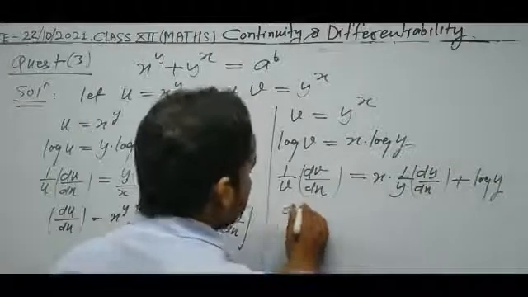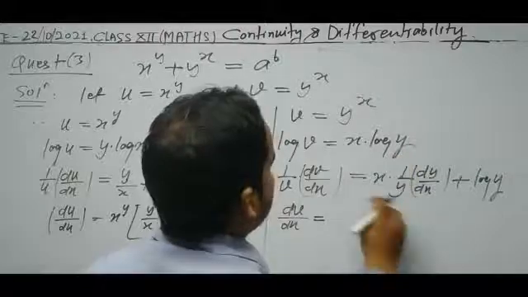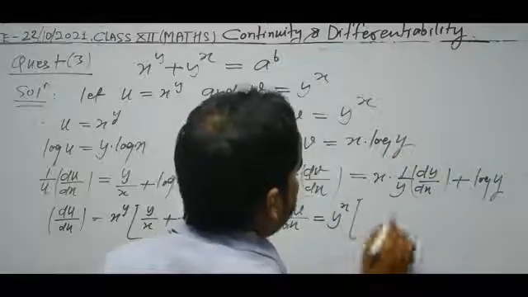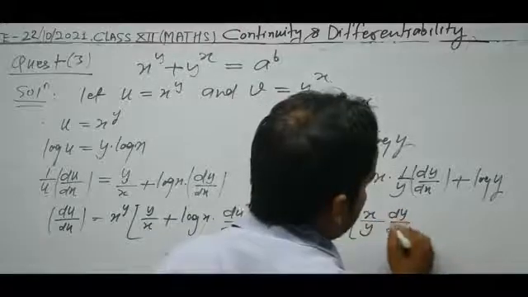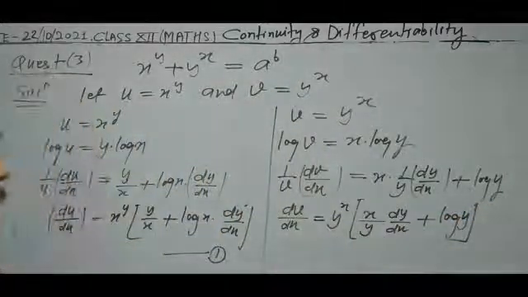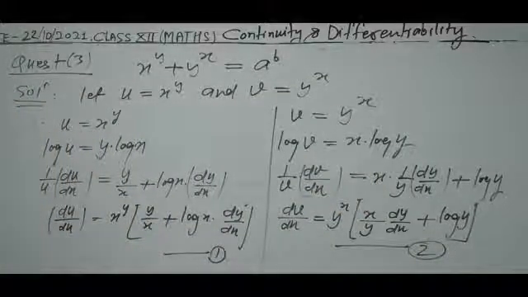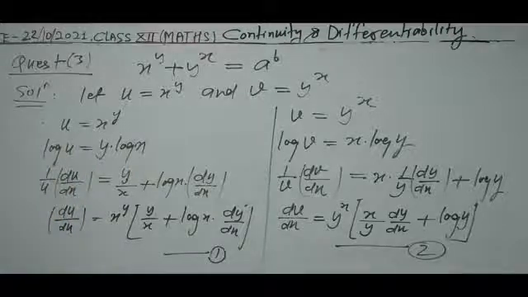Now dv by dx: 1 upon v we will transfer to the right, so the result will be y to the power x into x upon y dy by dx plus log of y. Now consider equation 2. This is equation 1 and equation 2. Now I will put this value of du by dx and dv by dx in the main equation. So what will be the value?